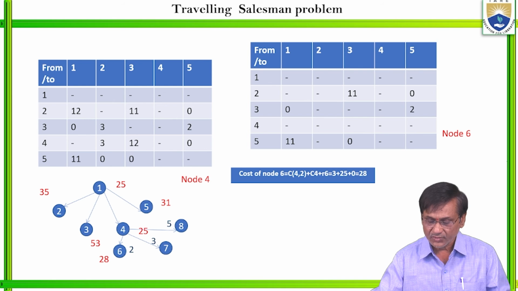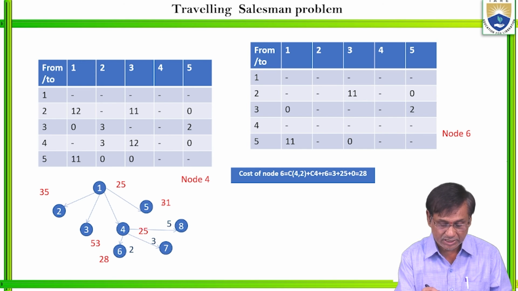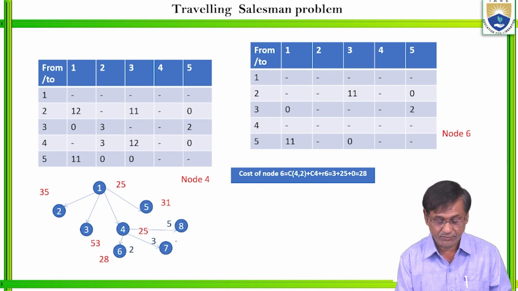Next, coming to node 6, the cost of node 6 is 28. Similarly, the cost of node 7. Again we have to take the cost matrix of node 4 and modify all the elements of the fourth row as well as all the elements of the third column to infinity, and also the cell 3 to 1 is infinity.